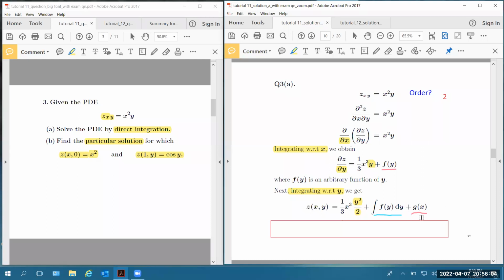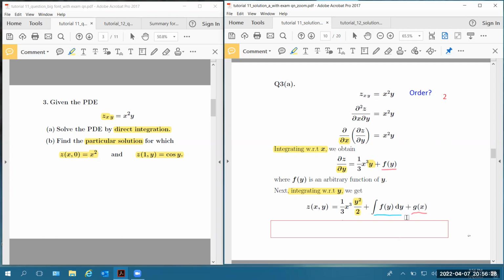And this is an arbitrary function of x. Why? Because when you are integrating with respect to y, y is the variable. So your g(x) is somewhat like a constant, like an arbitrary constant. So therefore it's g(x), a function of x. All right, then come to here.